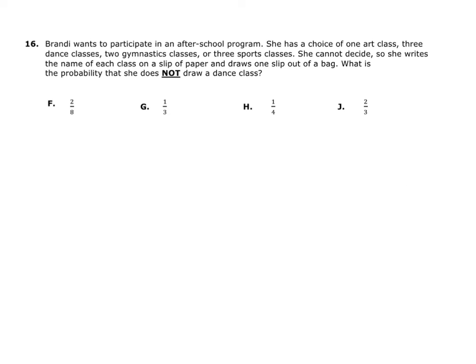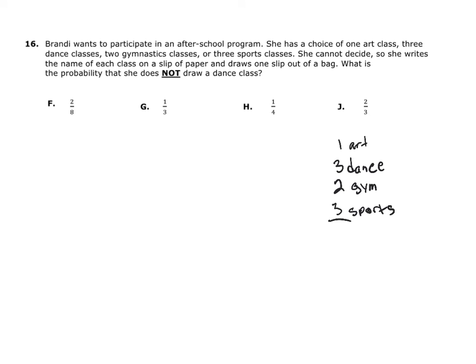Number 16 says Brandy wants to participate in an after-school program. She has a choice of 1 art class. So there's 1 art, 3 dance, 2 gymnastics. I'm just going to put gym. Or 3 sports. She cannot decide, so she writes the name of each class on a slip of paper and draws 1 slip out of the bag. What is the probability that she does not choose a dance class?